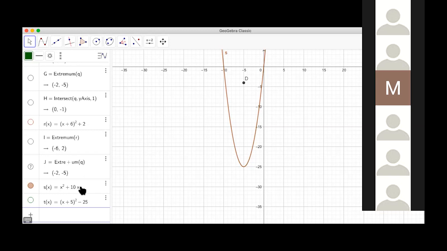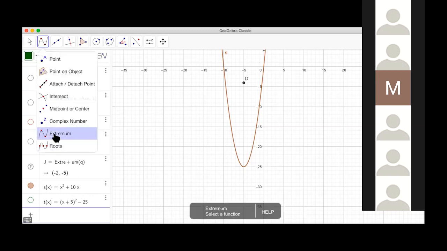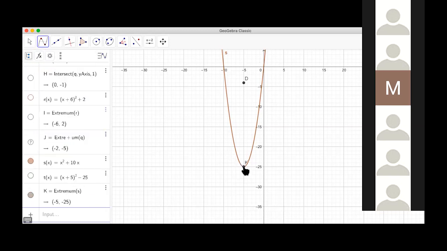Here, C is 0, so the y-intercept is 0 as well. And I have -5, -25 as the vertex here, right? Okay, guys. Makes sense? Yes. Surprisingly, it does. Great.